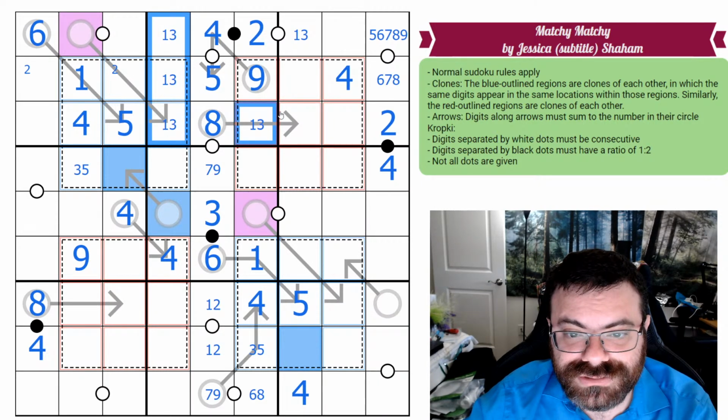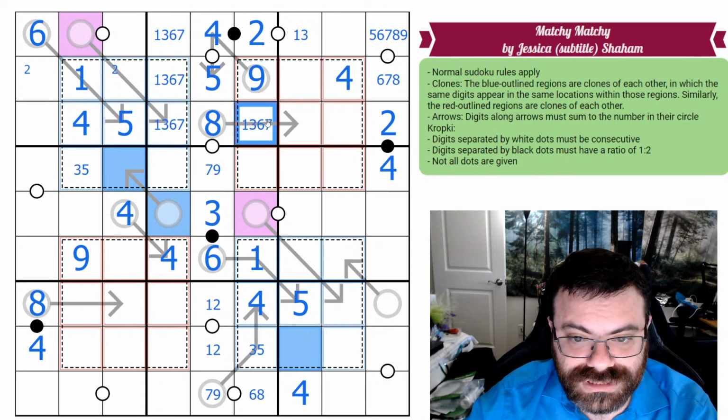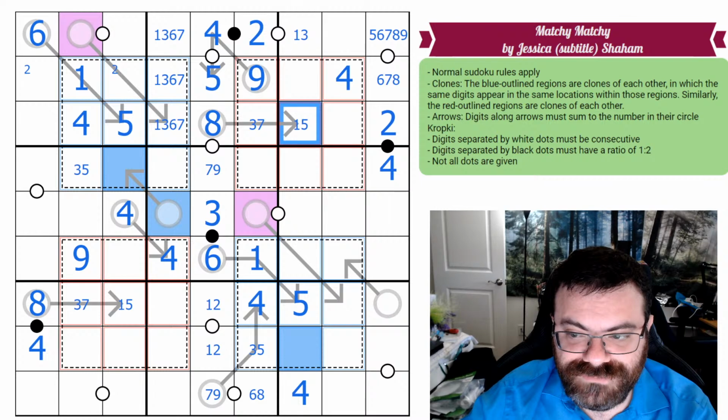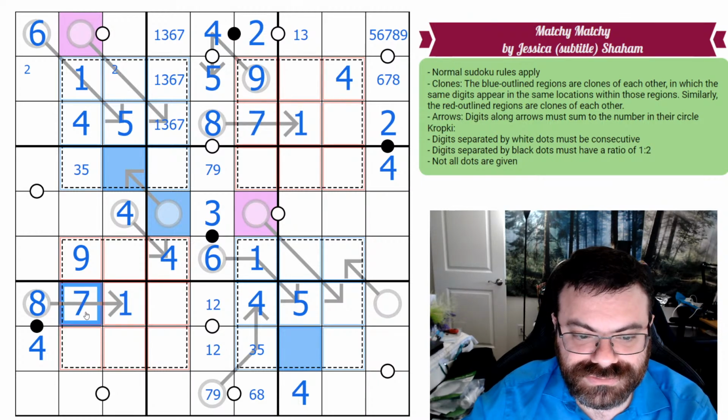1, 3, 7. What did I miss? 6. That's not 1. So this is 3, 6, or 7. Does that see any? So this is 5, 2, or 1. Can't be 2. So if it can't be 2, this can't be 6. This can't be 5 either. So this is 1, 7.